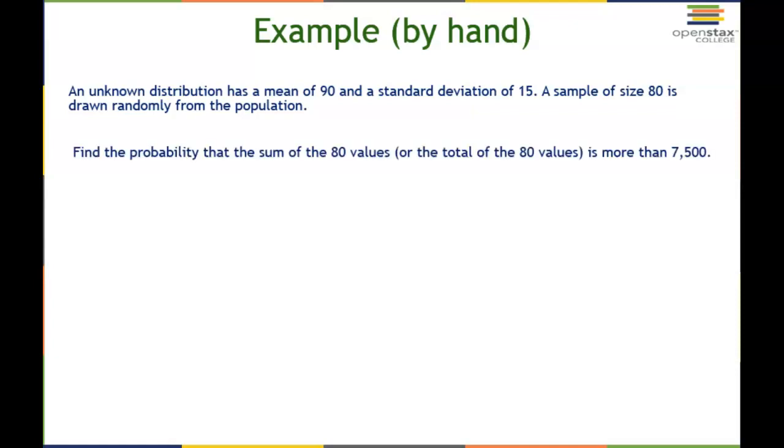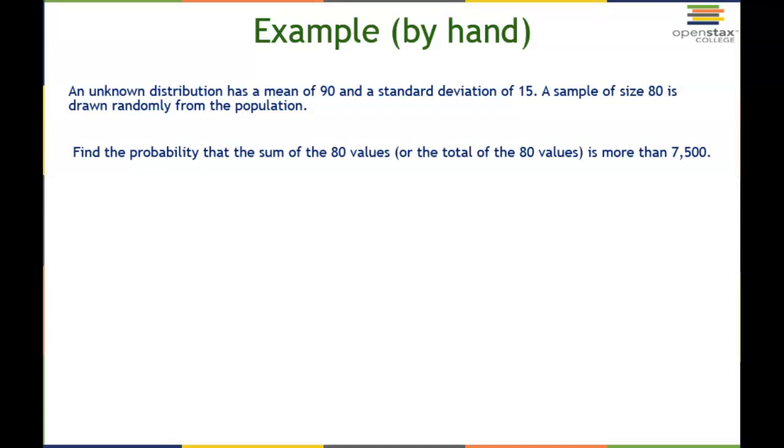Find the probability that the sum of the 80 values, or the total of the 80 values, is more than 7,500. So anytime you see the unknown distribution, think central limit theorem. And if you are given some information about the sum of the values, then you're going to use the central limit theorem for sums.